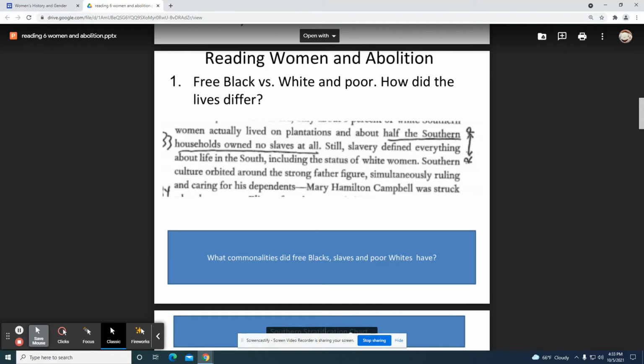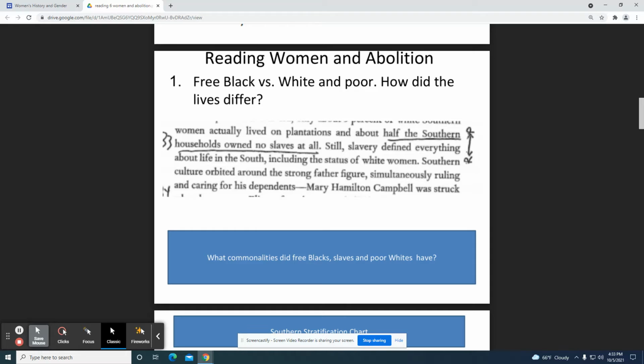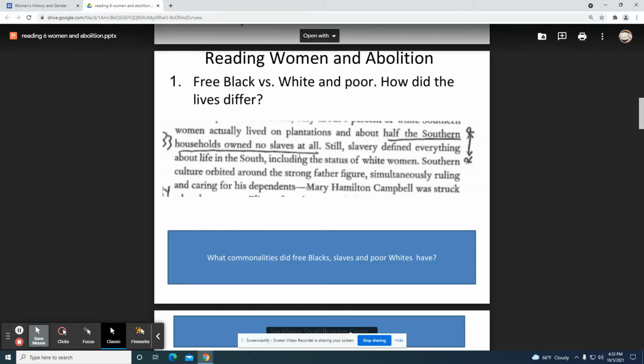So for this particular section, I'm trying to look at the issue of politics, race, and economics. And so the question here, or the issue, is looking at the difference between free blacks and white and poor. And when we look at this situation here, the reading argues that half the Southern households own no slaves at all. So the question here is, what role does economics play? And when we get to the race section, I'm going to challenge you to think about slavery and whether or not it was about race, politics, or economics.